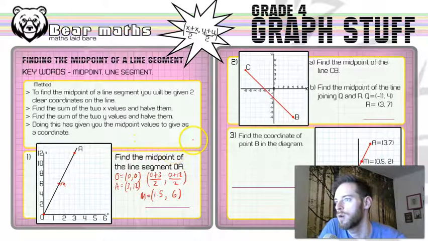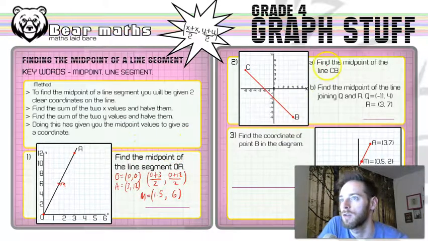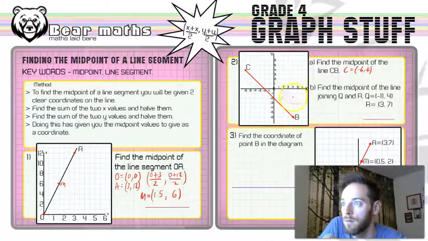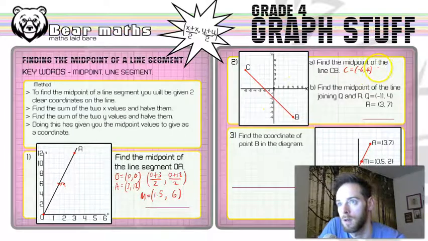Okay, right, moving on to question 2. I've got to find the midpoint of the line CB. So C starts here, which is minus 6, 4, and I'm going to label that. So C is equal to minus 6, 4, and then B is at 4, minus 6. So write it underneath, B equals 4, minus 6.